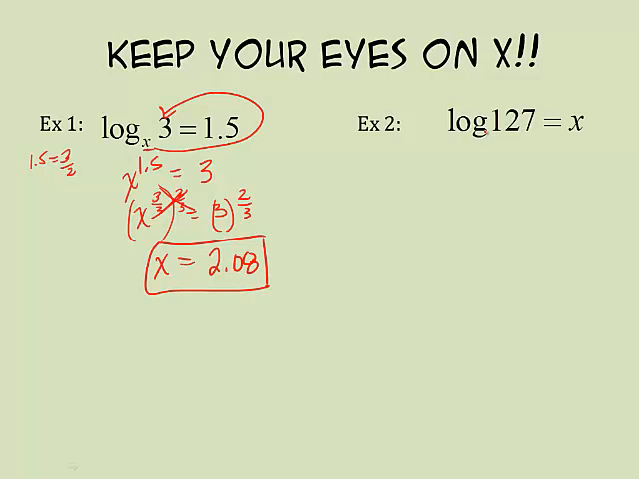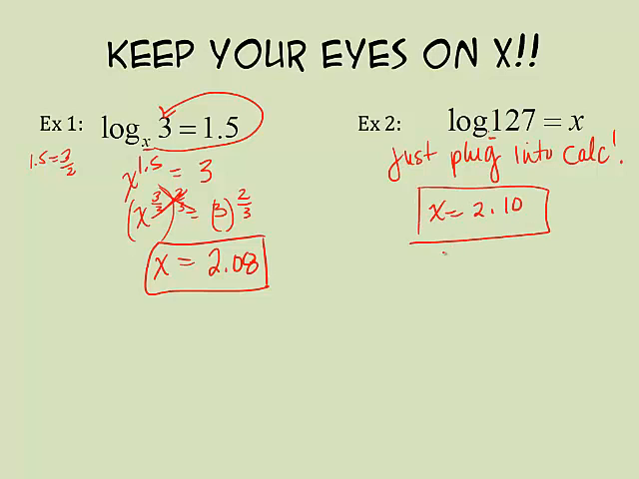Look at number 2. Log of 127 equals x. Now, this one's simple because it's log base 10, and we have a base 10 log button on our calculator. So all you're going to do is plug in the calculator. The reason you can do that is because it is a base 10 right there, that unwritten 10. So when you do, you get x equals 2.10, and we're going to round to 2 decimals like before. All right?